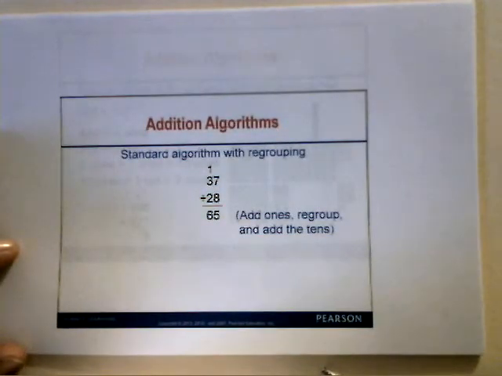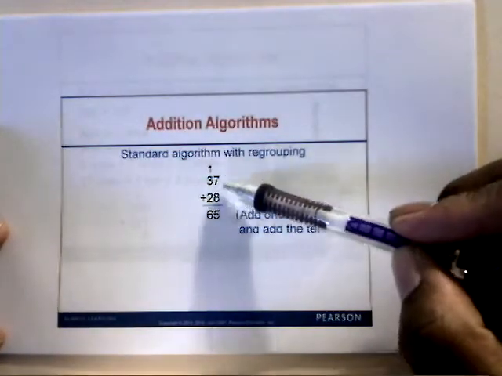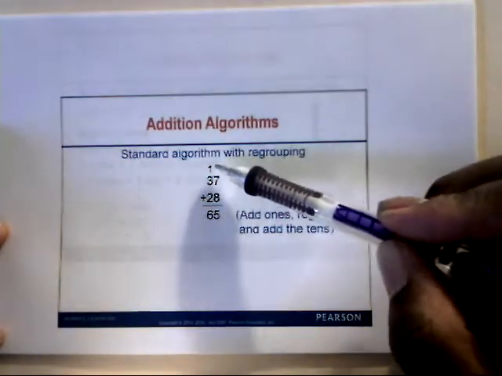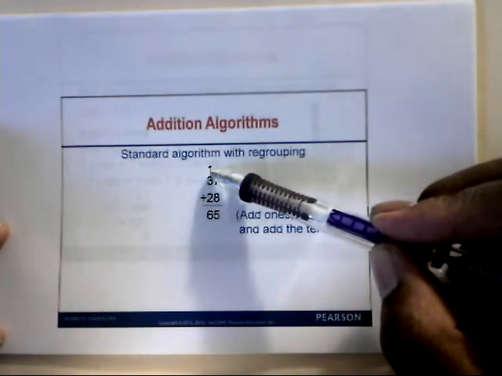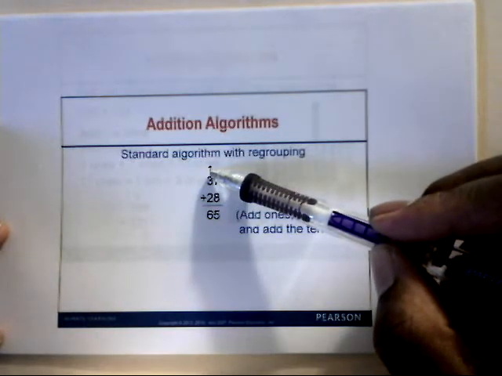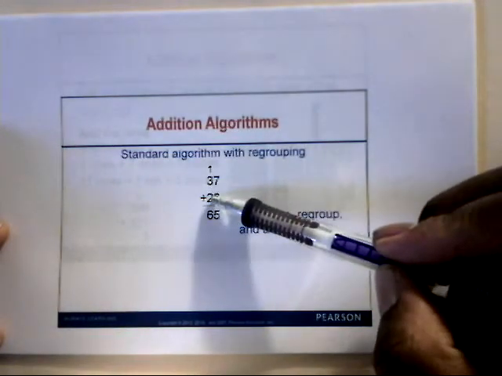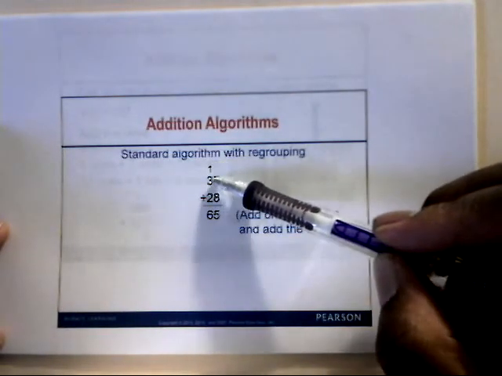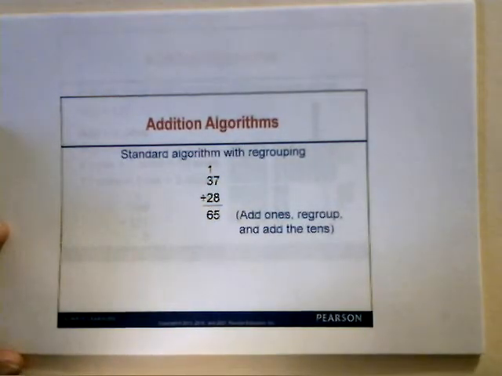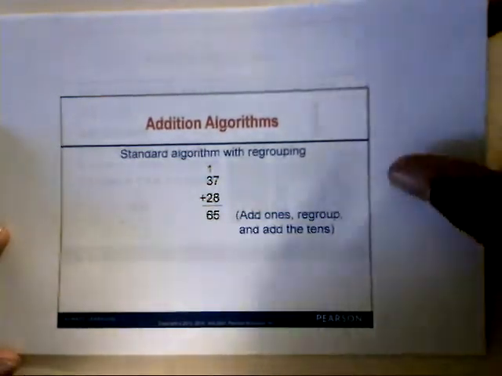And the traditional standard algorithm that has the regrouping is this. You add 7 plus 8, that's going to give you 15. You write down the 5 and you put a 1 on top. Okay, because you've got a 10 that you want to add to the 30 and the 20. So we put the 1 there. Now 3 plus 2, that's 5, plus this 1 will give you 6. So in this case, 37 plus 28 would be 65.